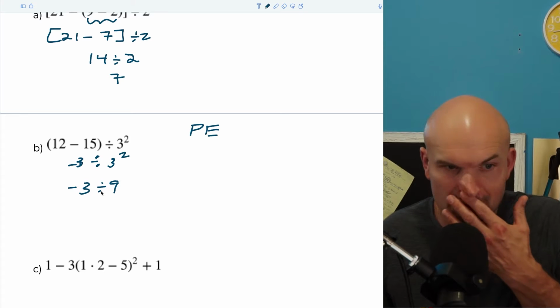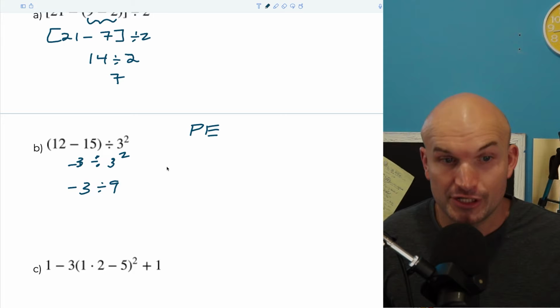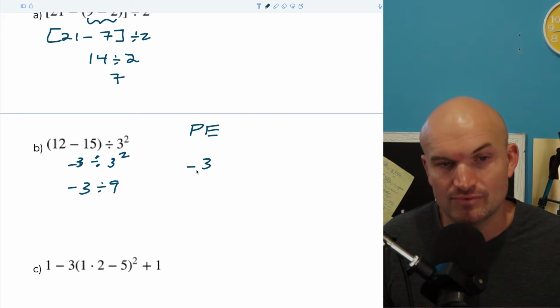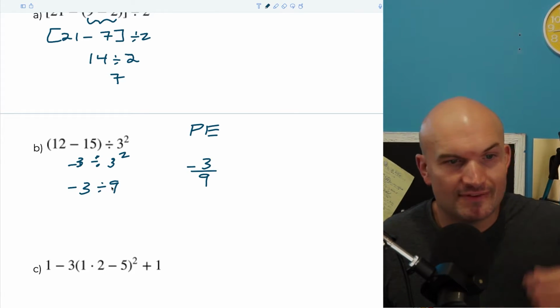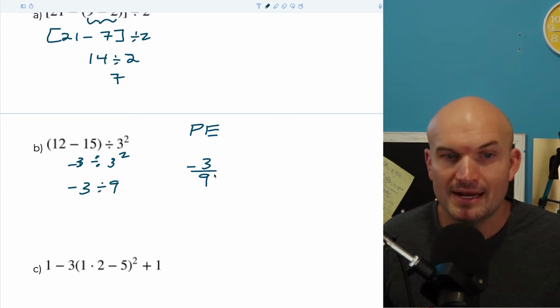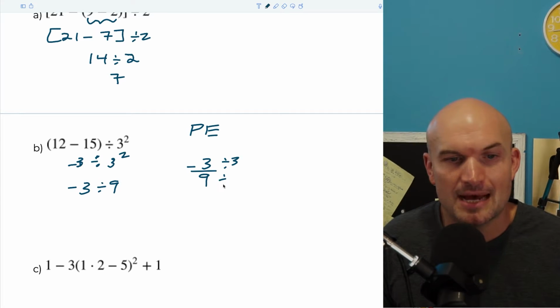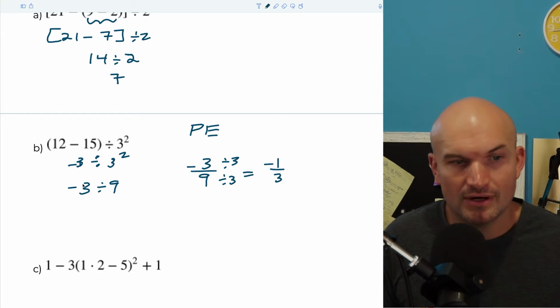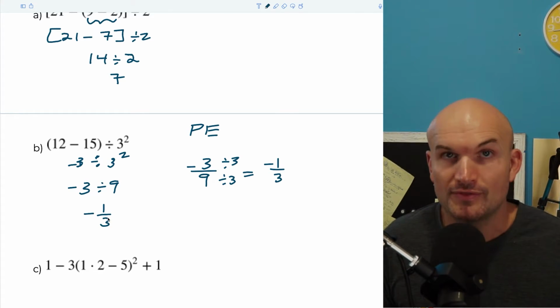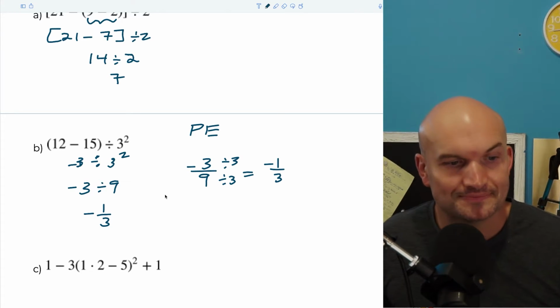Now, a lot of students will get stuck because they're like, hey, 9 does not evenly divide into negative 3. And you're right, it does not. So what I'd recommend doing is rewriting it as a fraction. Negative 3 divided by 9 is the same thing as negative 3 over 9 with a fraction bar, right? Now I can reduce this answer. I can divide a 3 on the top and on the bottom, and when I do that, I get negative 1 over 3. So my final answer is negative 1/3. And again, that negative could be in the top, it could be in the bottom, or you could just write it out in front.